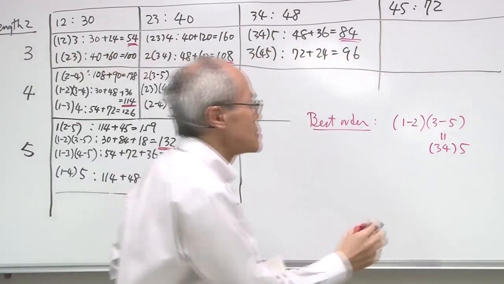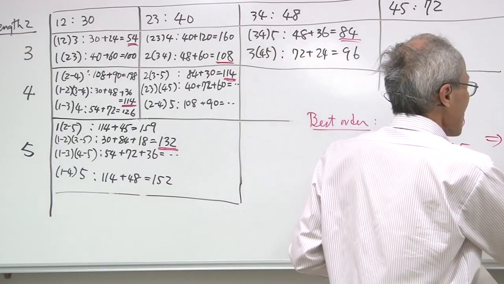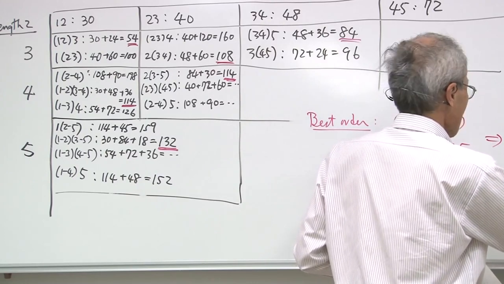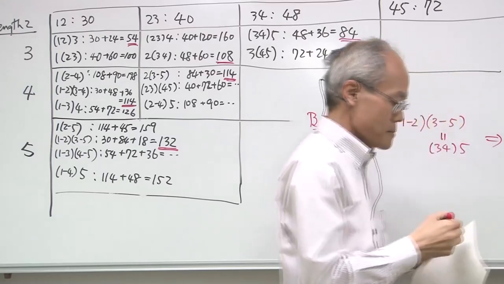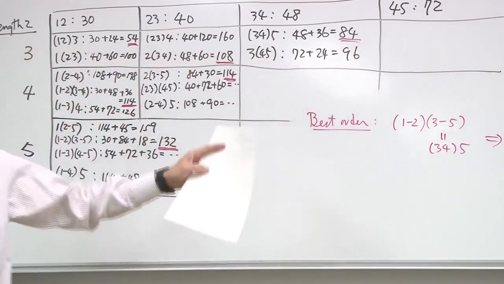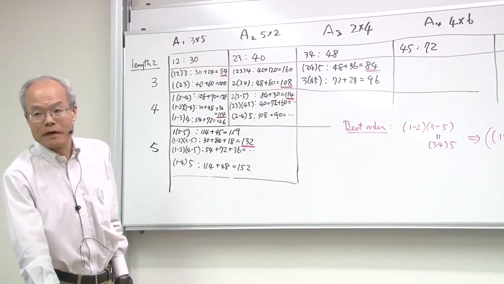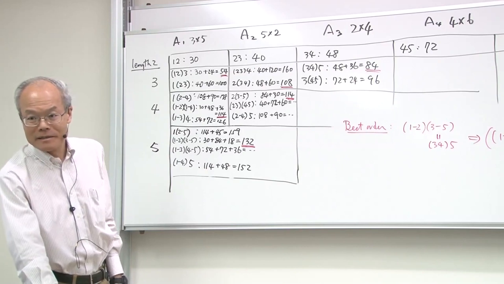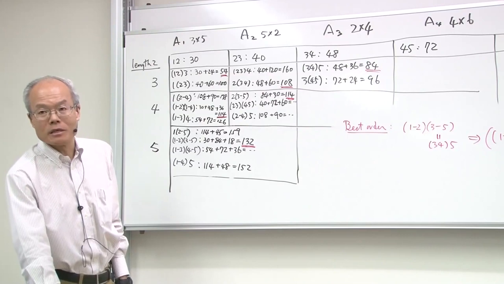That means the best order is 1, 2, 3, 4, 5. So this is the best order of multiplication of those 5 matrices. Okay. Yeah, we are done. What's the complexity?